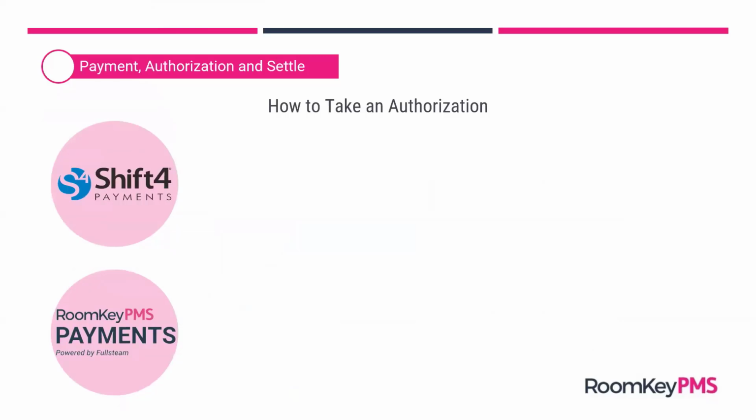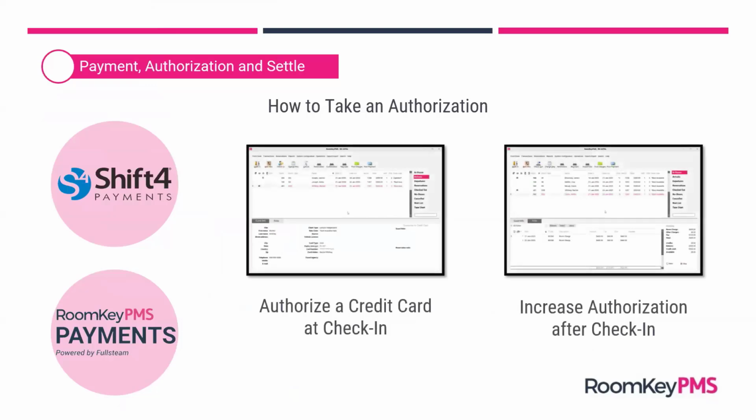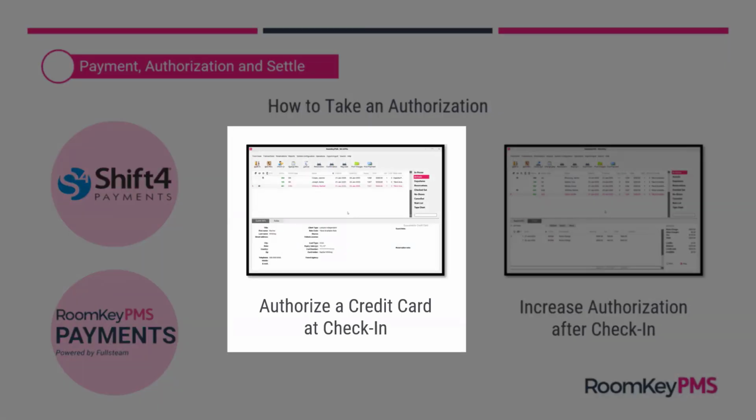Now let's take a look at what that authorization process looks like whenever you have an interfaced or embedded solution with Roomkey PMS payments. To take an authorization, we actually have two options that we can perform depending on when you are authorizing the guest credit. So the first option is to authorize a guest credit card at check-in. This is included in the check-in process.